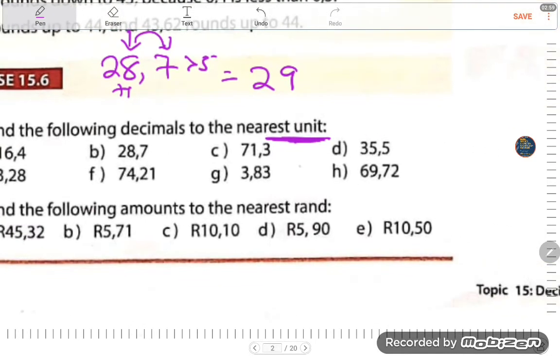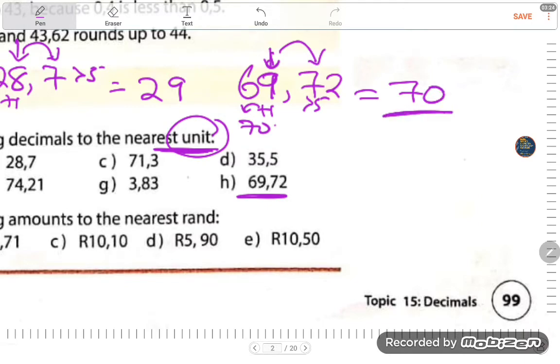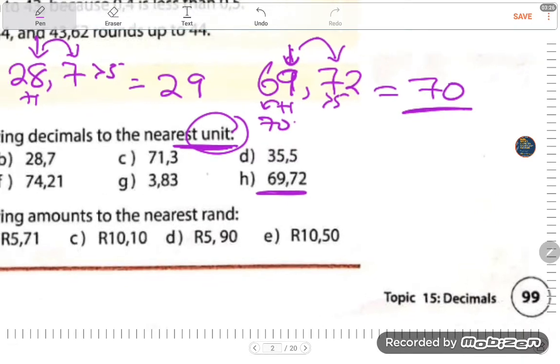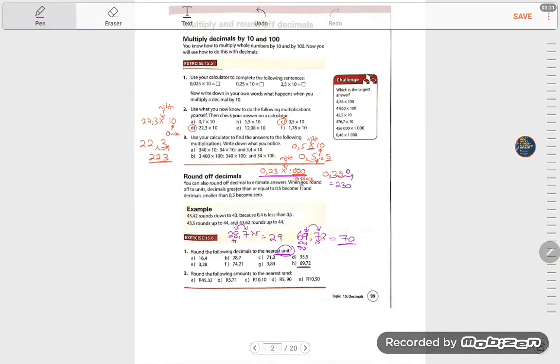So let's take another one, 69.72. All right, and to the nearest unit, we're going to come right there. This is where the units are. We'll look at the next digit, which is a 7, and 7 is greater than 5. So we're going to have to add a 1 here, but that makes it a 10. Because it makes it a 10, it rolls over, so that becomes a 70. So our answer right here is going to be 70. Is that okay, you guys? So that's essentially how we do the rounding off for decimals. There's absolutely no difference to what we've been doing before.